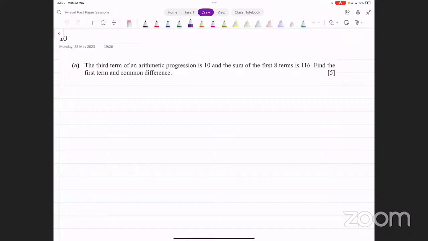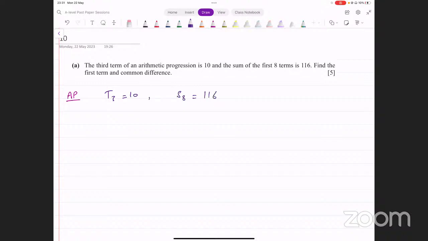Third term of an AP is 10, so it's an arithmetic progression. उसने कहा third term is 10, so that means T3 is 10. And the sum of the first 8 terms is 116.